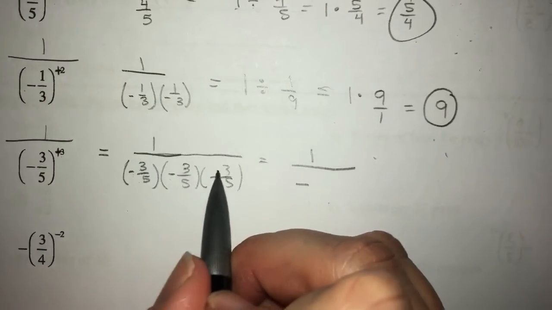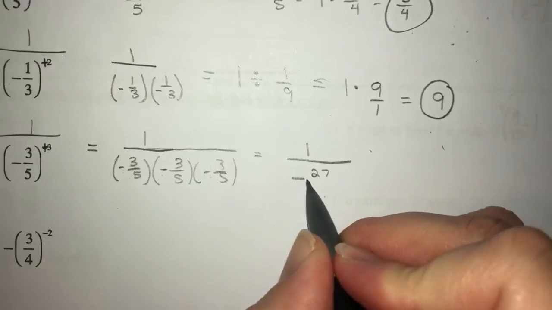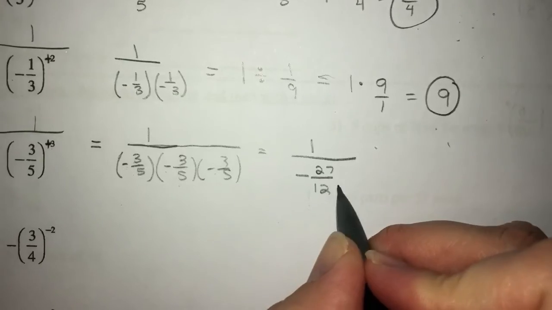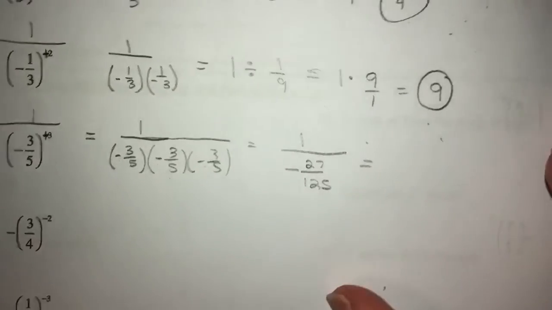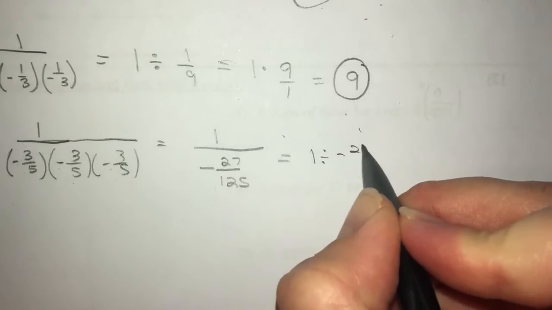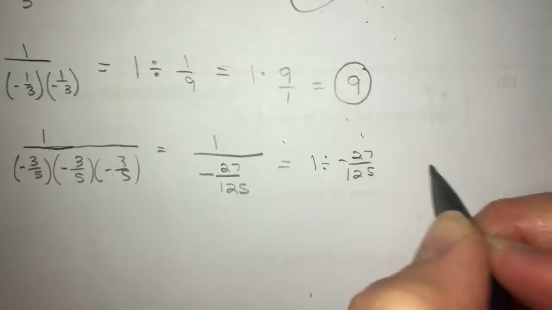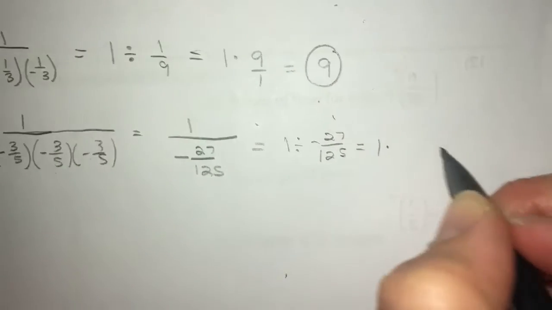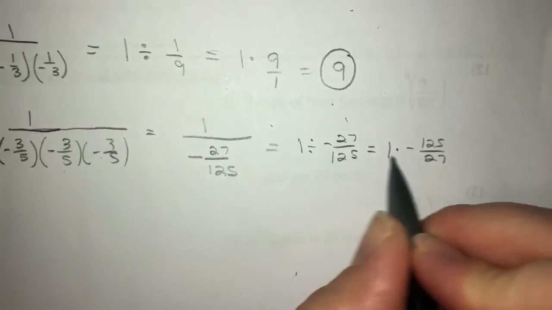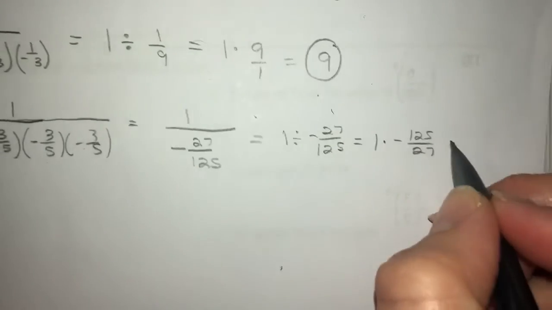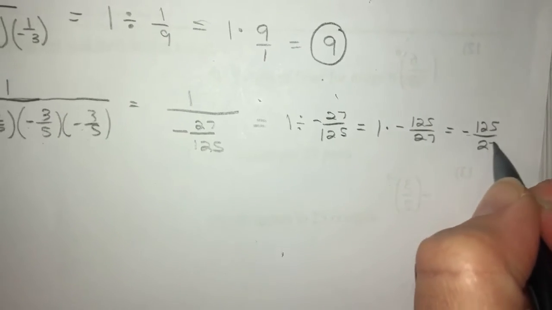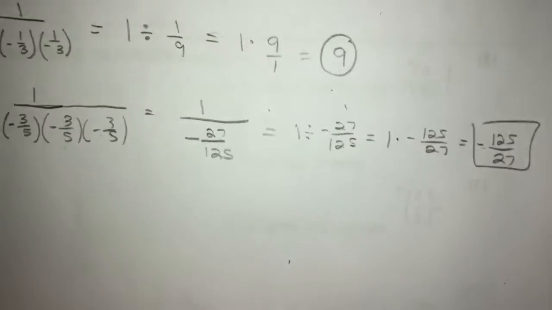3 times 3 is 9, times another 3 is going to be 27. 5 times 5 is 25, times another 5 is 125. But we can't leave this complex fraction, and so we write it out. 1 divided by negative 27 over 125 is really 1 multiplied by negative 125 over 27. Keep, change, flip. And so 1 times anything is just itself, and so we get negative 125 over 27. And we're going to leave it at that.